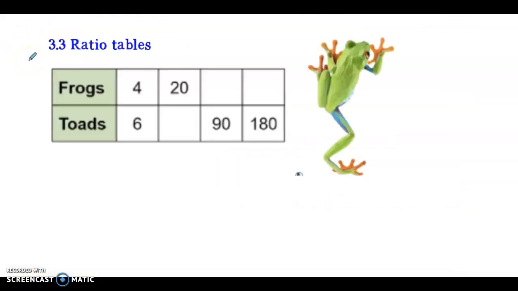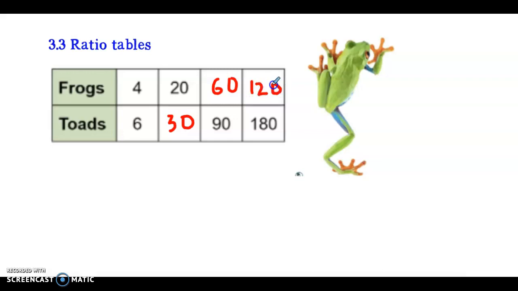And finally, we looked at ratio tables. Here's an example with frogs to toads. Originally, there were 4 frogs for every 6 toads. And then all of a sudden, we had 20 frogs, which is 5 times as many. So we need 5 times as many toads, which would be 6 times 5, or 30. And then all of a sudden the toads tripled, so we multiplied 30 times 3 to get to 90, and 20 times 3 to get to 60. And then finally we were at 90 toads and they doubled, so we multiplied times 2, so 90 times 2 is 180, and 60 times 2 is 120.